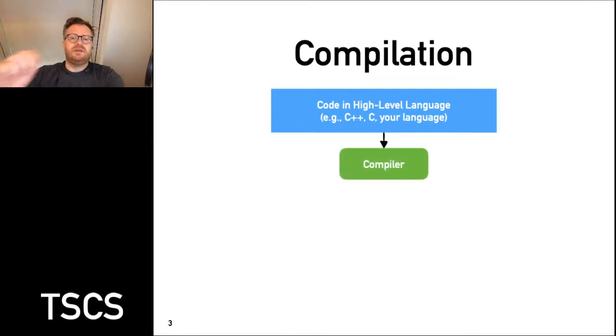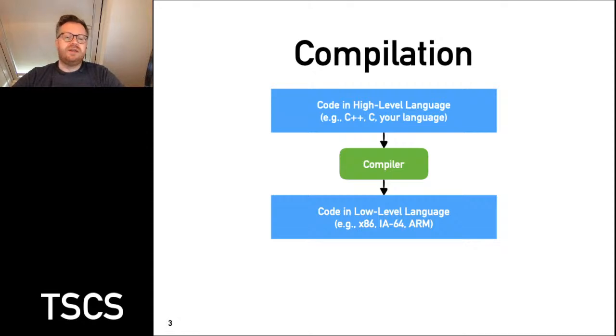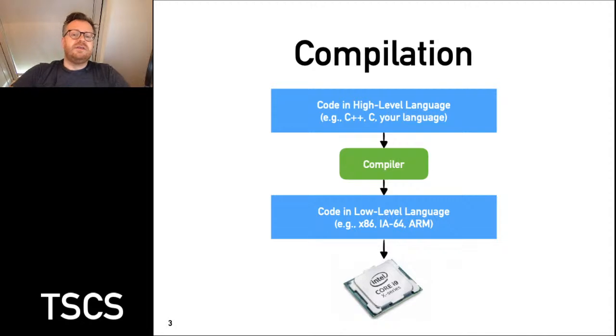And compilation means that you translate these programs into the same program but in a low-level language. That is the x86 instruction set, the IA64 instruction set, the ARM instruction set. There are like a bunch of instruction sets depending on the processor architecture and system you are working on. And this then runs on the bare metal. In this case, this is the Core i9 processor. This will probably be an IA64 and x86 instruction set that executes that.